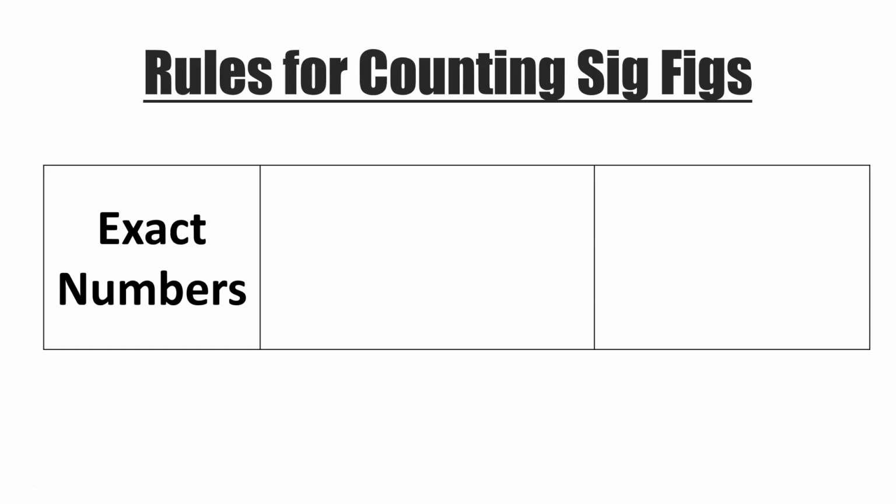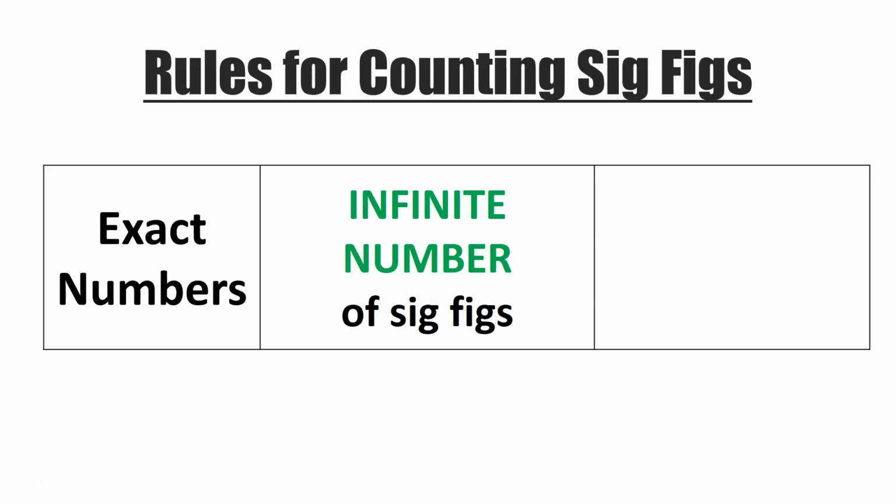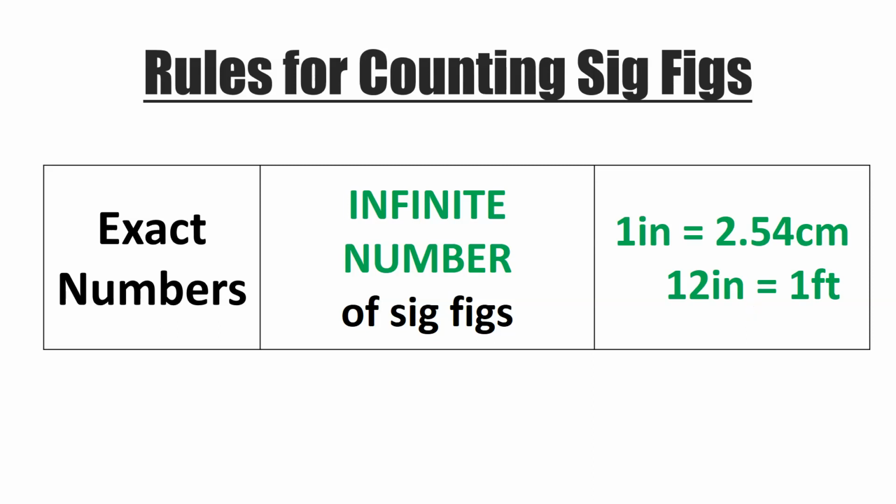Another type of number that oftentimes people don't really think about is something called an exact number. An exact number has an infinite number of sig figs because it is not estimated at all. It is an exact known quantity. For example, if I tell you that there are 12 inches in 1 foot, you're going to know that it is exactly 12 inches in 1 foot. If I tell you that there are 12 eggs in a dozen, it's not 12.01, it's not maybe 12.2. You know for sure it's exactly 12 eggs. And so it is an exact number.